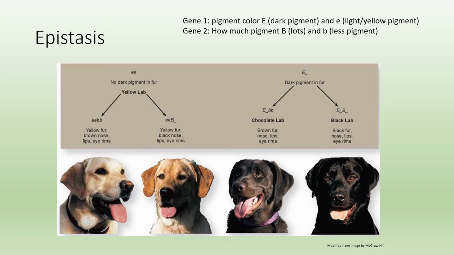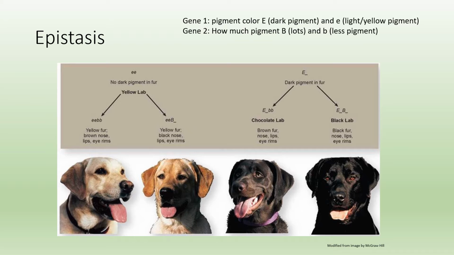And Labrador retrievers are a fantastic example of this. Labrador retrievers come in 4 basic colors: a very pale yellow, yellow labs, chocolate labs, and black labs. And there are 2 genes involved here, one of which determines the type of pigment in the fur. Is it the light colored pigment, which shows up as kind of yellow, or the dark pigment, which can show up as black or brown?